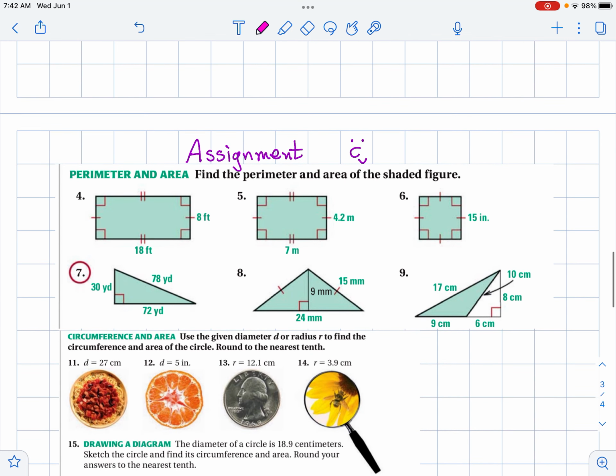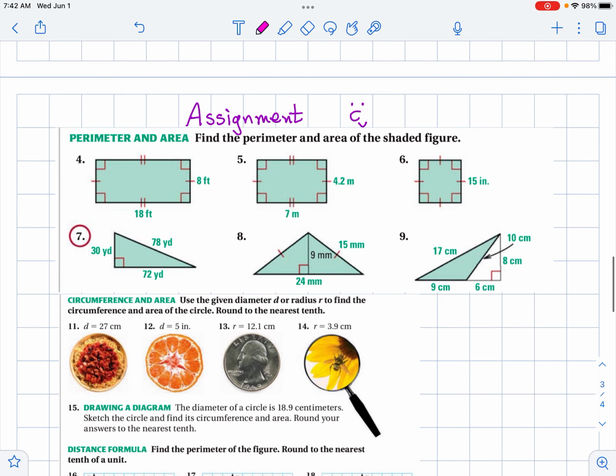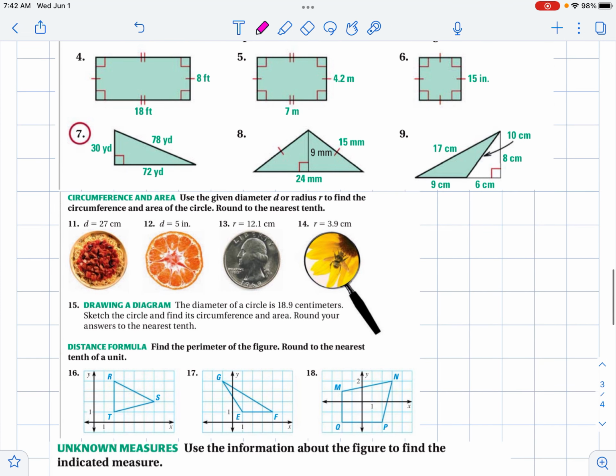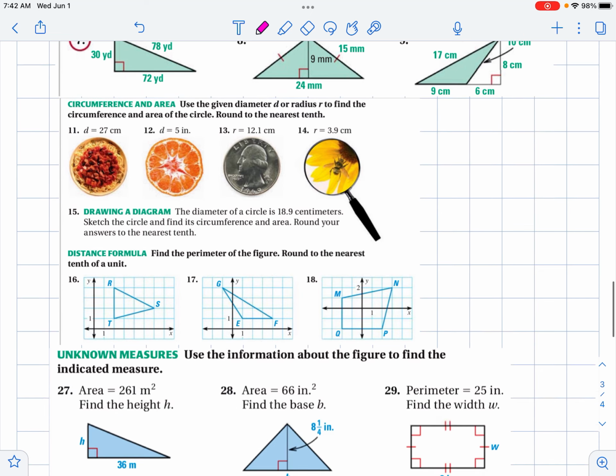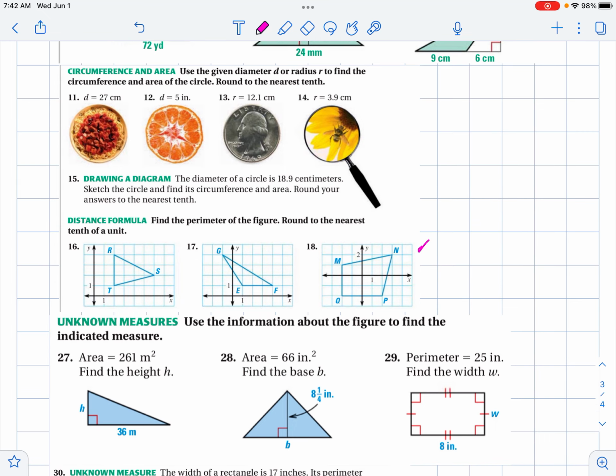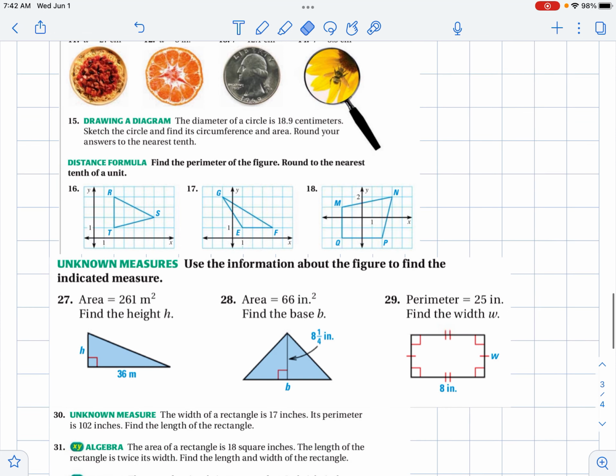Now I want to come down here to the assignment, and you can see what we have. We have simple perimeter and area problems. Okay, we have these for rectangles, triangles, and for circles. Down here we have to use the distance formula. Okay, you can see that. Then down here we're having to find missing parts. Okay, so we're trying to find B down here.